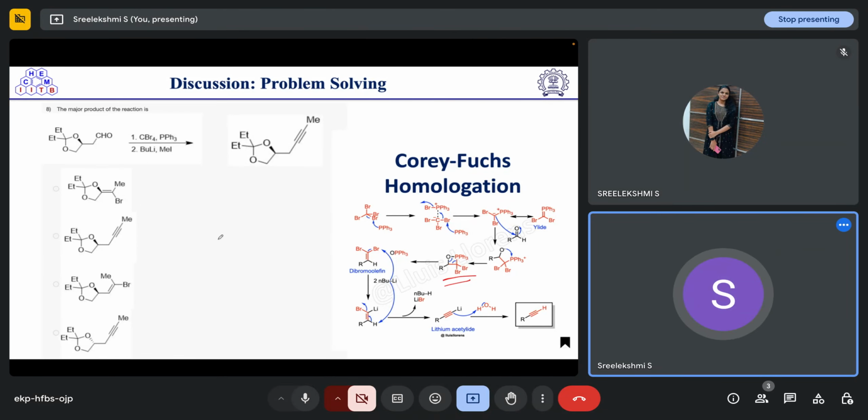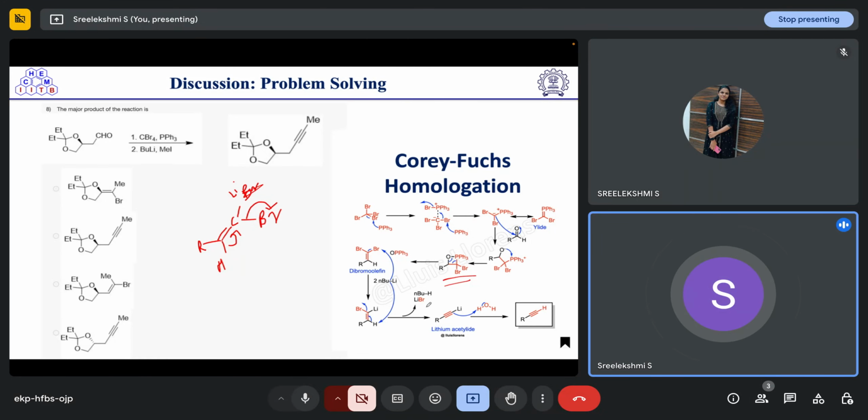So here also, in the case of aldehyde, the first step will be the homologation, where we will be getting this R substituent, and here one proton, and here Br. Then after this dibromo-olefin is formed, butyl lithium will take up this bromine and lithiate this position, so it will be Li over here. And then this proton will come over here and this Br minus will be leaving.